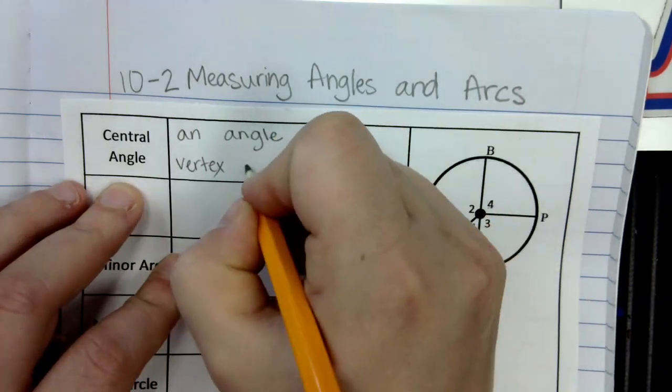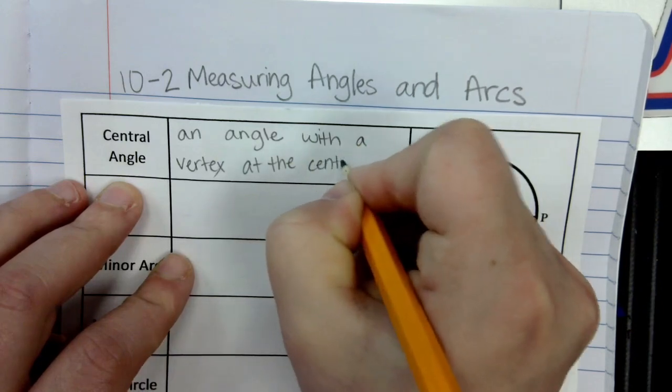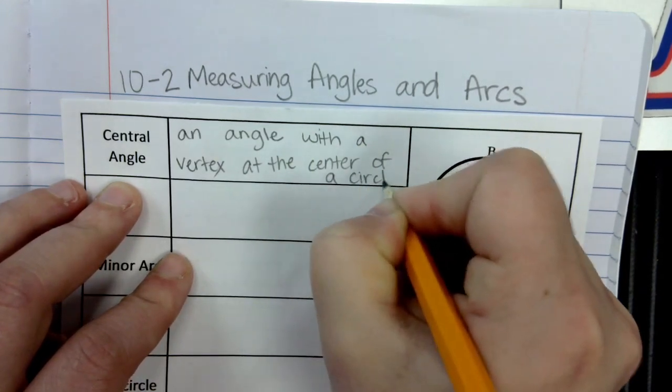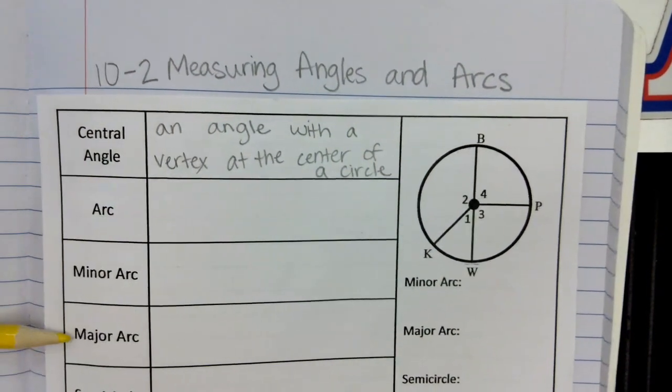An angle with a vertex at the center of a circle. So in this one, they gave us some angle numbers. We have angles 1, 2, 3, and 4, and those are at the center. So these are all central angles.